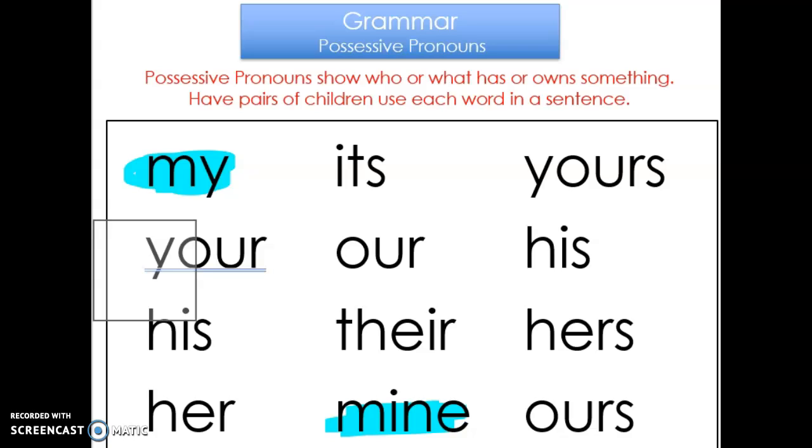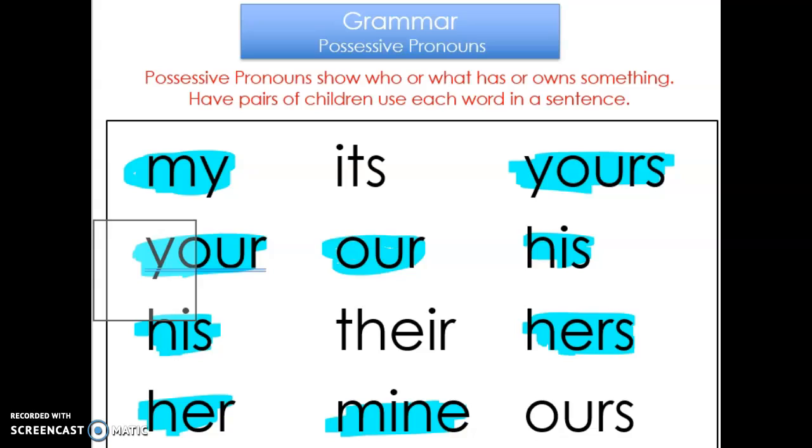Okay, now we have your. This is your house, or is this yours? That means that you own it. Okay, this is his house, her house, or hers. This is hers. Then we have our. This is our house, or is this ours? And then we have its, and theirs. So those are all possessive pronouns. So a pronoun is a word that replaces a noun, and if it's possessive, it means that you or it owns it.